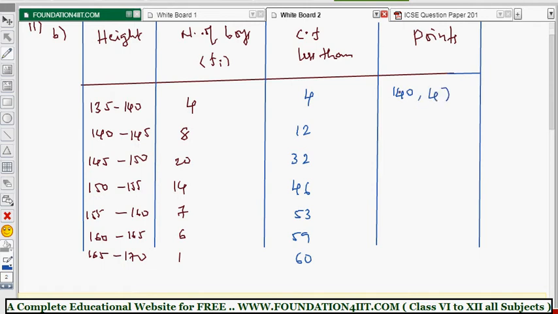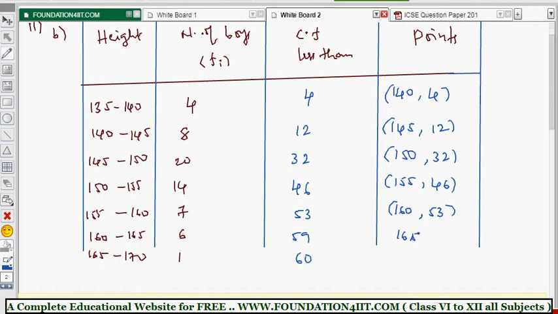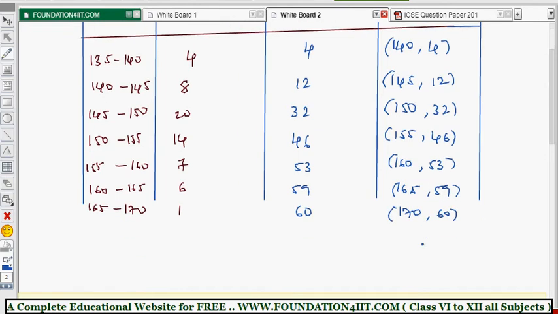So the points are 140 comma 4. It is less than cumulative frequency, right? So the upper limit 145 comma 12. These points you need to plot on the graph paper. And 150 comma 32, 155 comma 46, 160 comma 53, and 165 comma 59. So 170 comma 60. Okay, these points we plot on the graph. So sigma fi is equal to n, that is 60. The last value will be the same. Okay, this is the frequency distribution table.